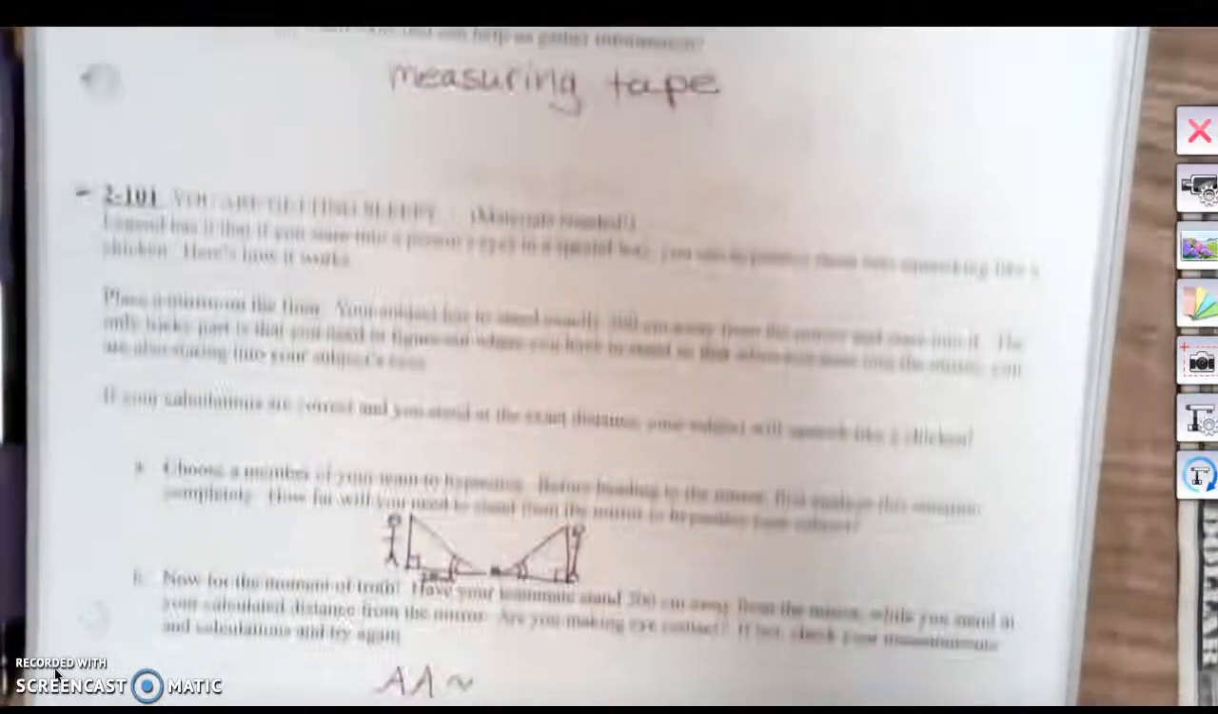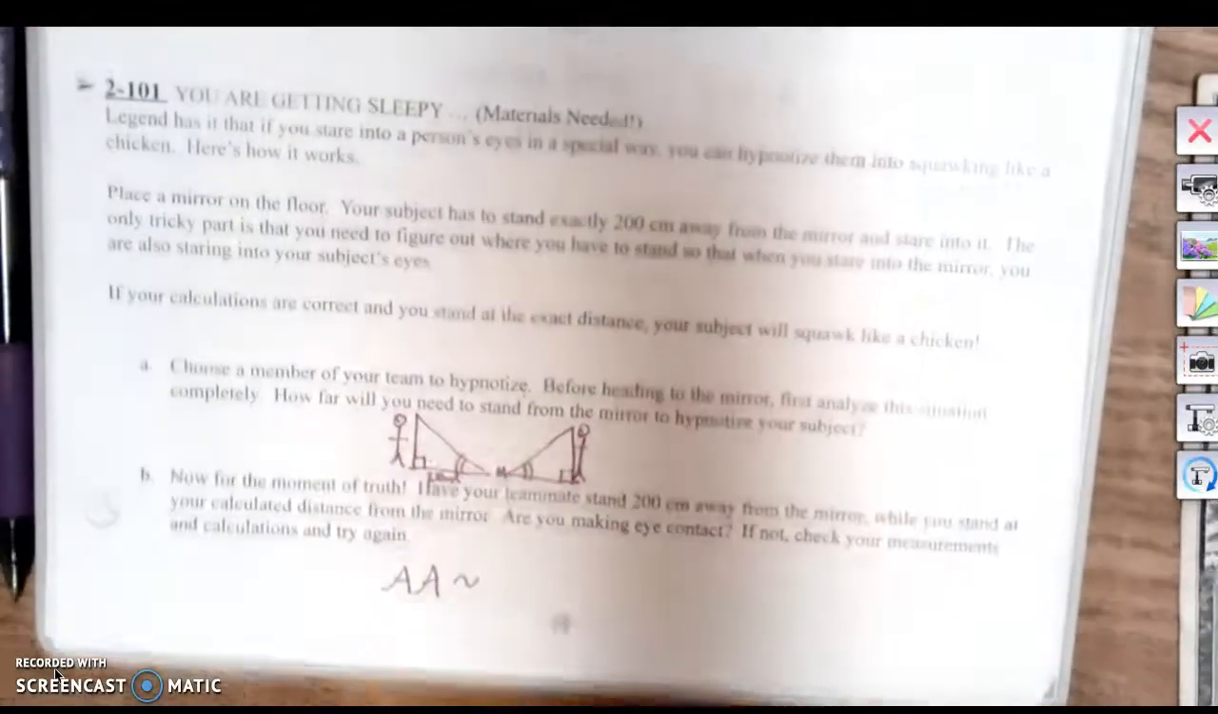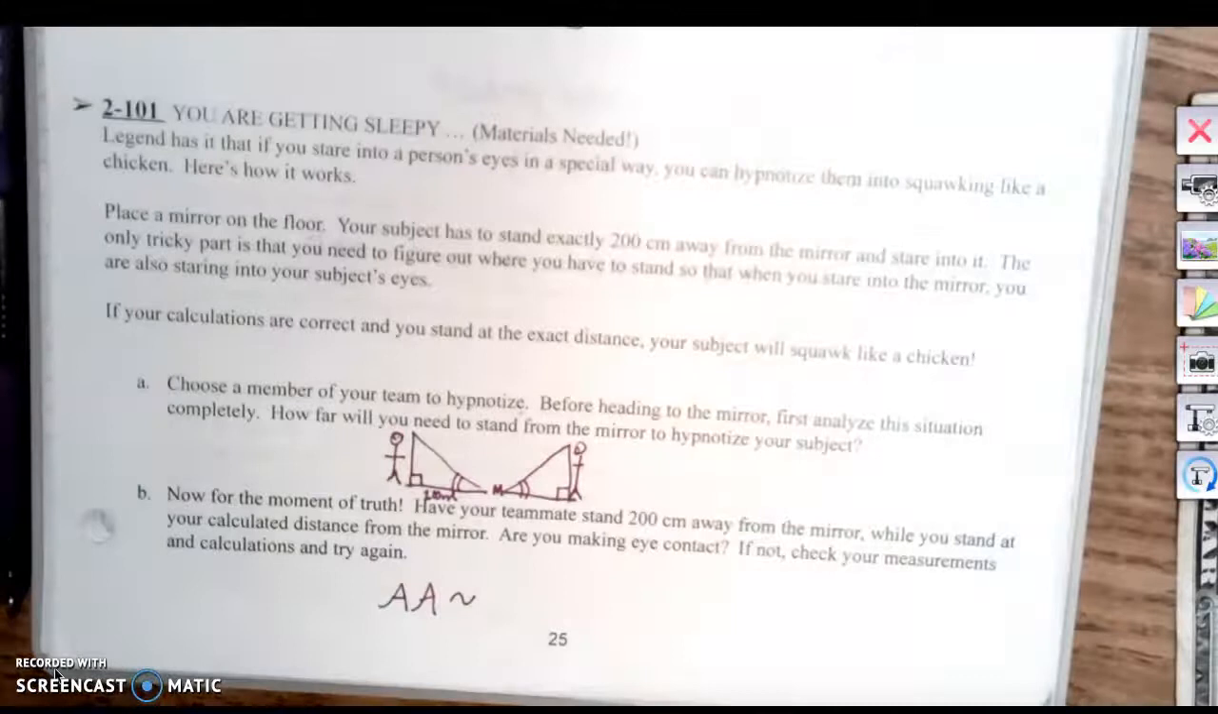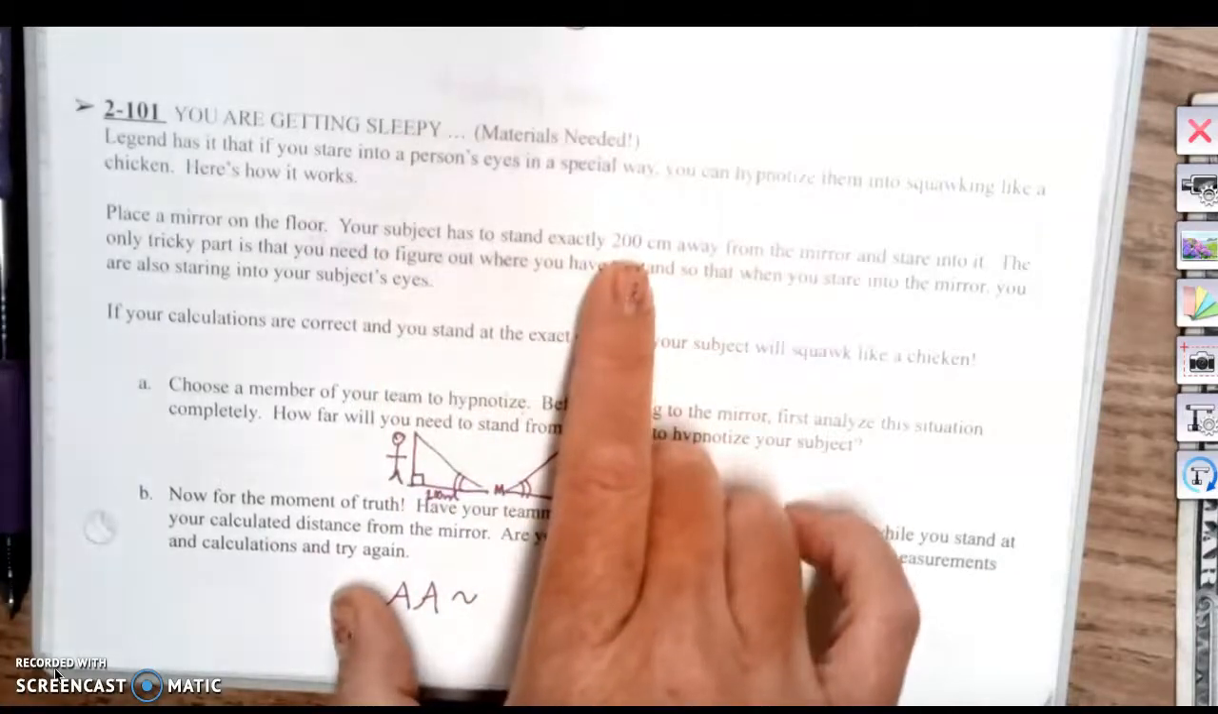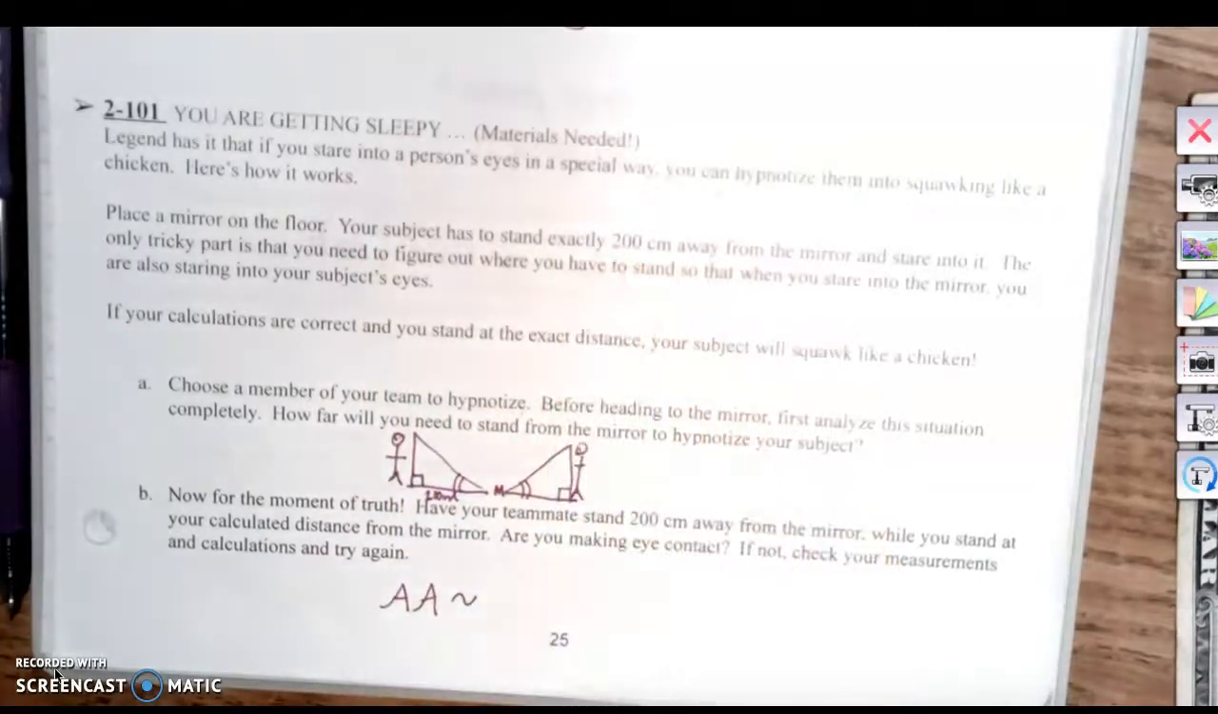All right. Question 101 says, are you getting sleepy? Legend has it that if you stare into a person's eyes in a special way, you can hypnotize them into squawking like a chicken. Here's how it works. You're going to place a mirror on the floor. Your subject has to stand exactly 20 centimeters away from the mirror and stare into it.